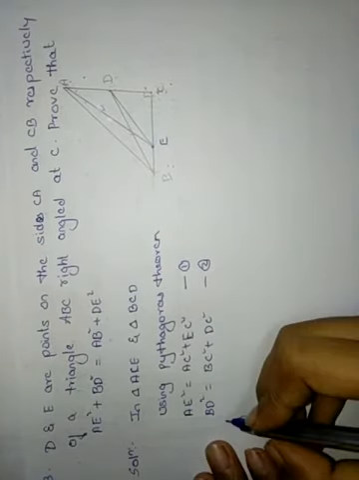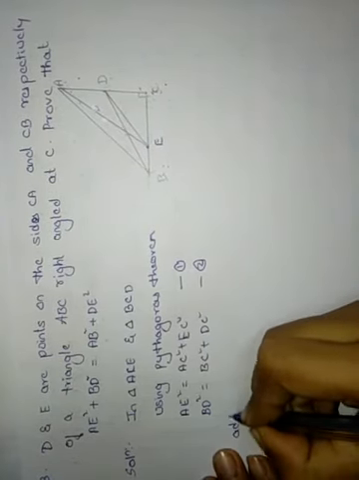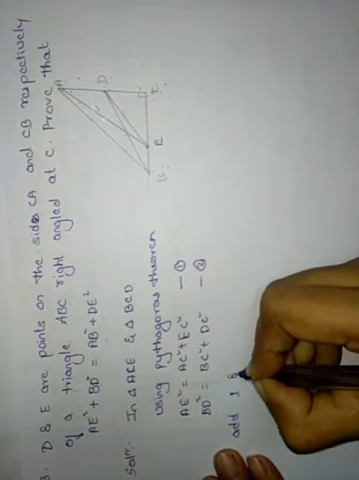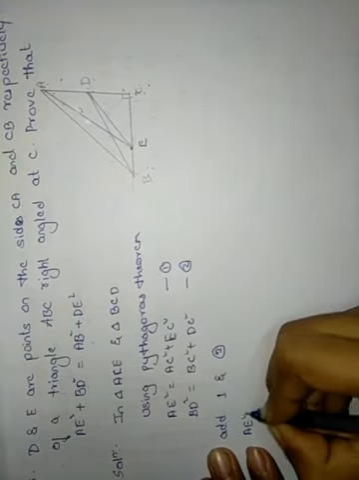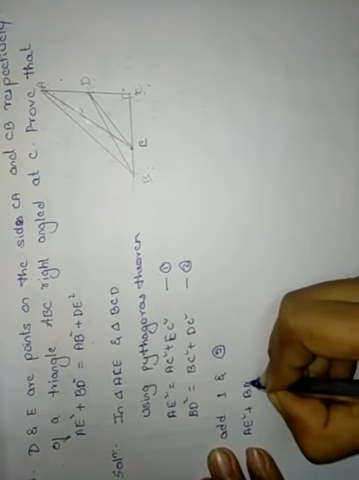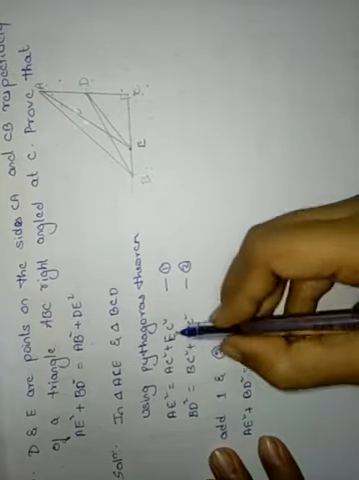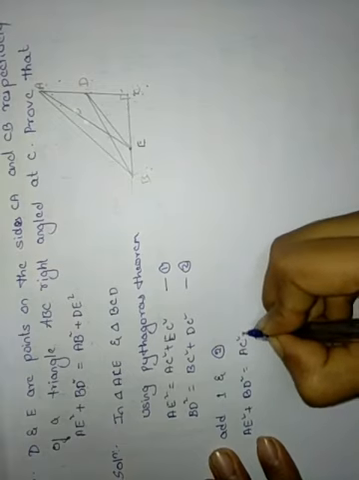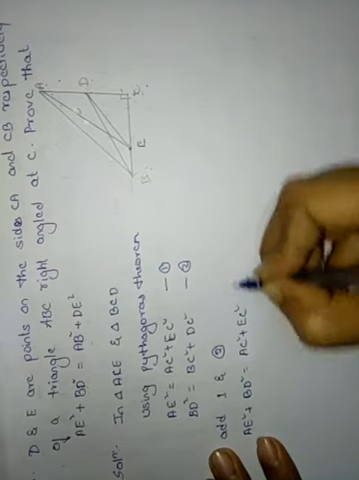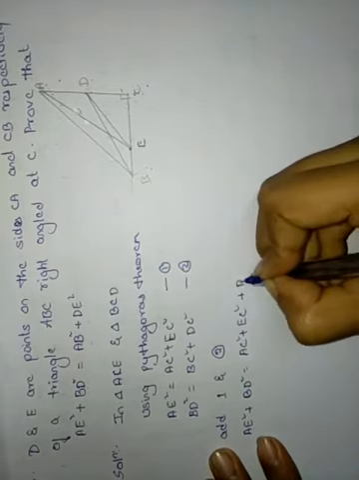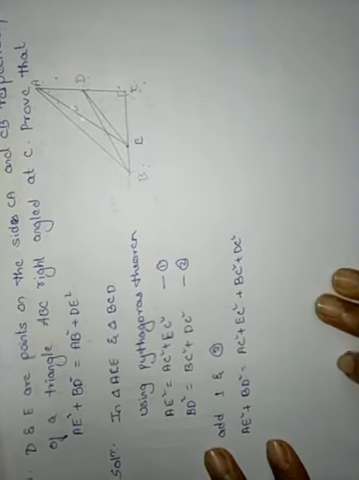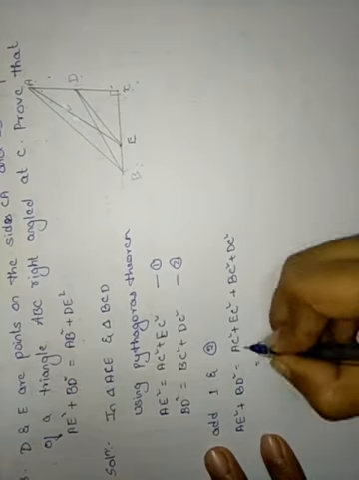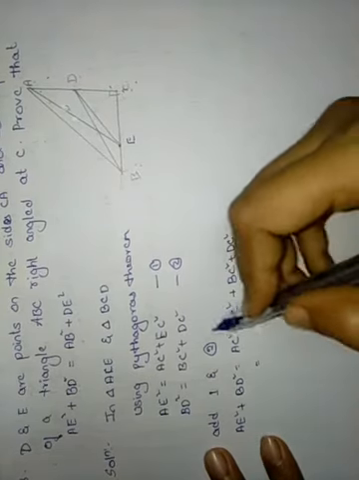We'll add 1 and 2 here. AE square plus BD square is equal to AC square plus EC square plus BC square plus DC square, right? Now you can see the right hand side equation.